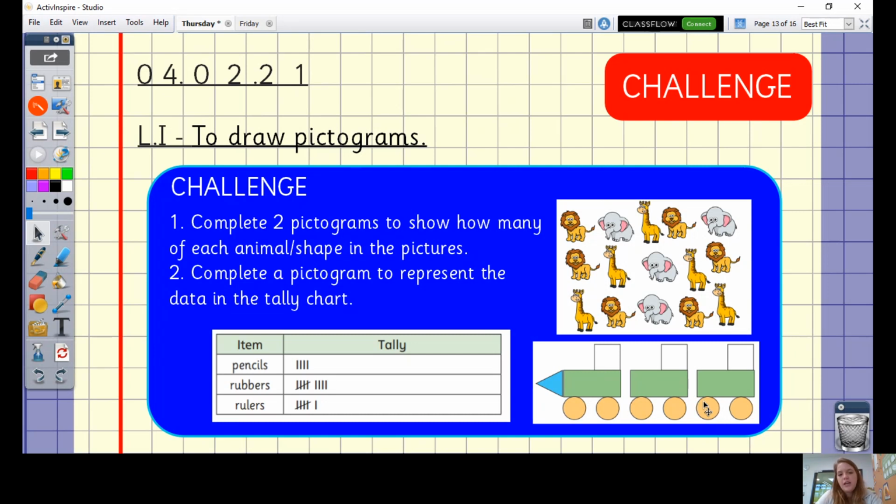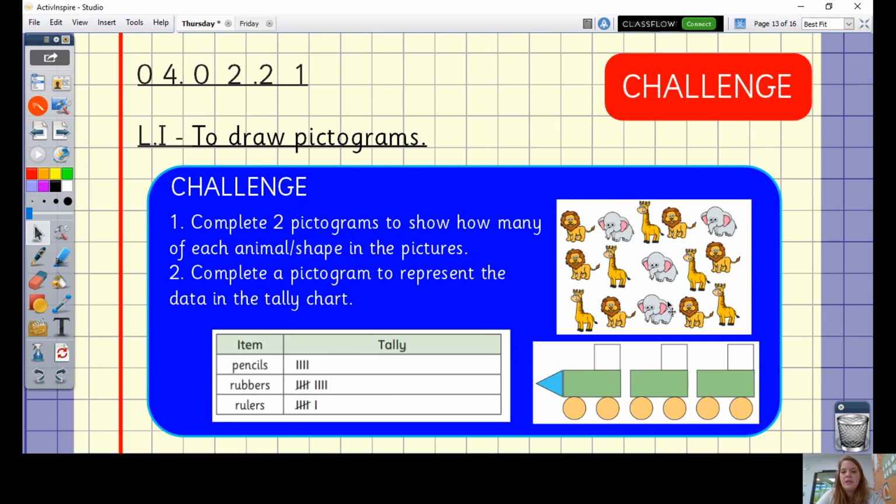As your third challenge there, or your second challenge, I'd like you to complete a pictogram to represent the data in this tally chart. Okay, so just like you've done in your learning today and with your practice. Now what I suggest you do is, I have uploaded for you a worksheet which you can choose to print off, but if you don't have a printer, then it doesn't matter because you could draw the pictogram yourself.